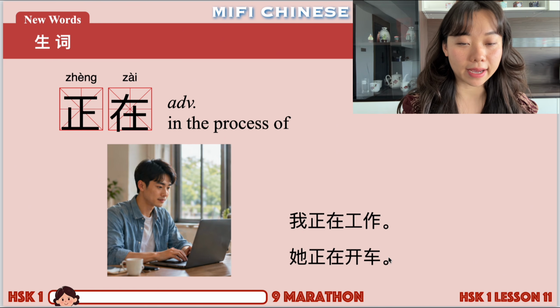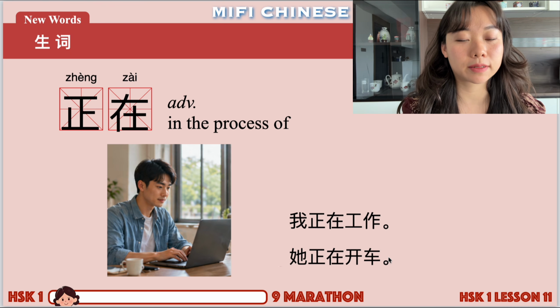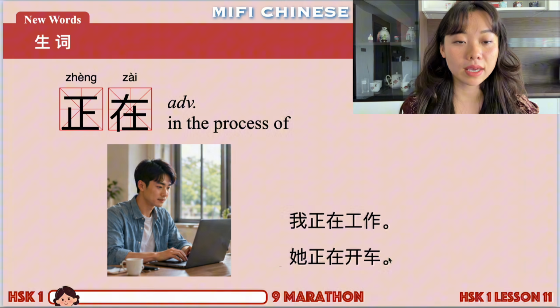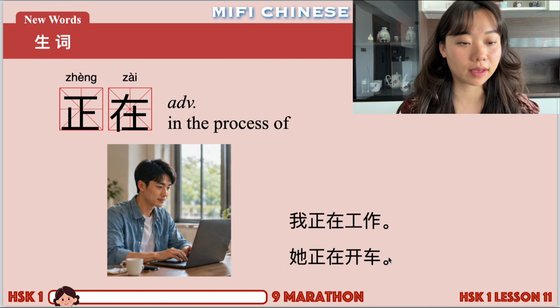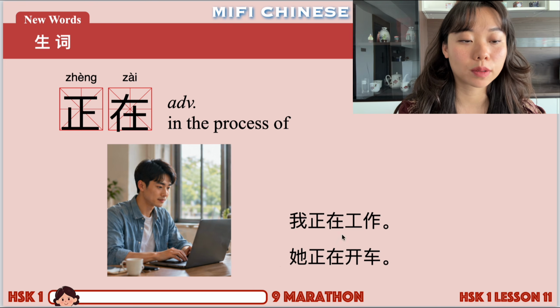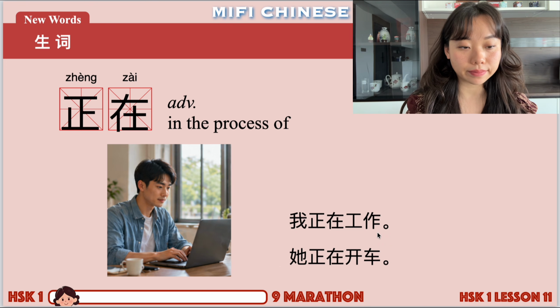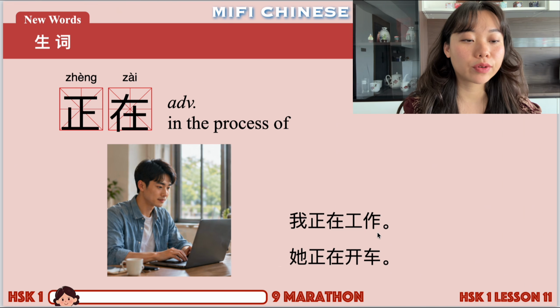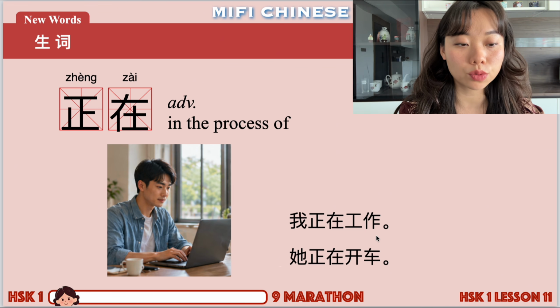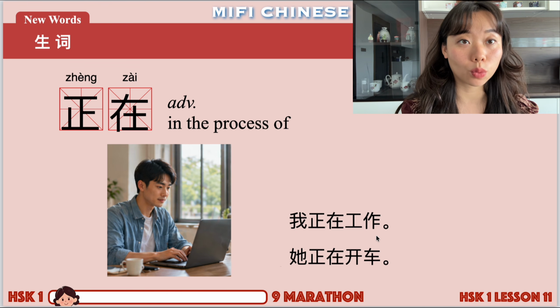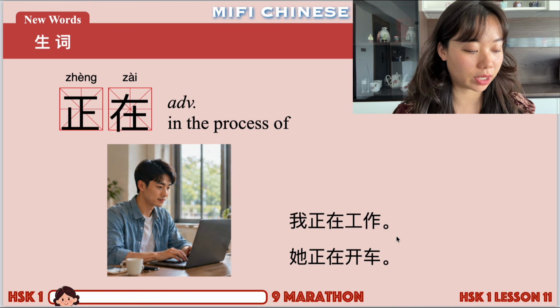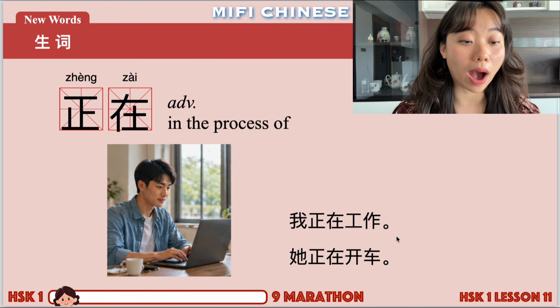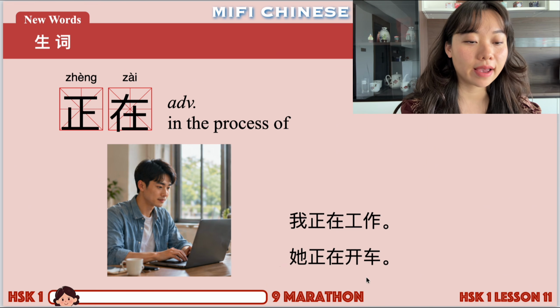正在. Yes, this is what we said to express in the process of. So something is happening, right? You can add 正在 before the verb to mean that this action is happening. For example, 我正在工作. What does 工作 mean? 工作, to work. So if we put 正在 in front of 工作, it means I am working, right? If we remove 正在, 我工作, I work. With 正在, 我正在工作, I am working.